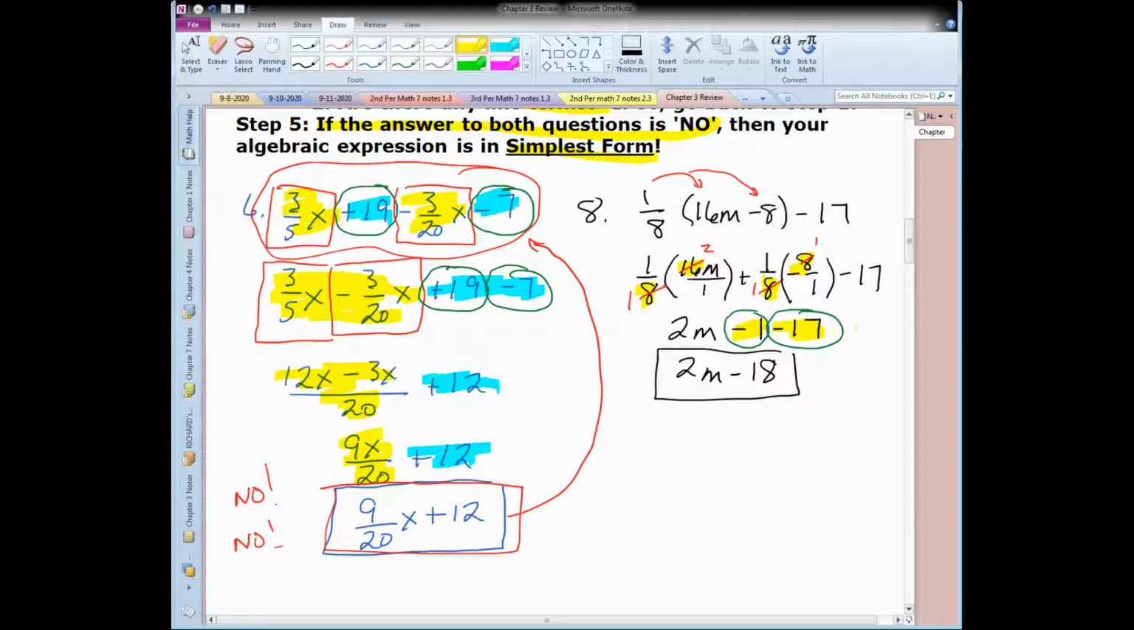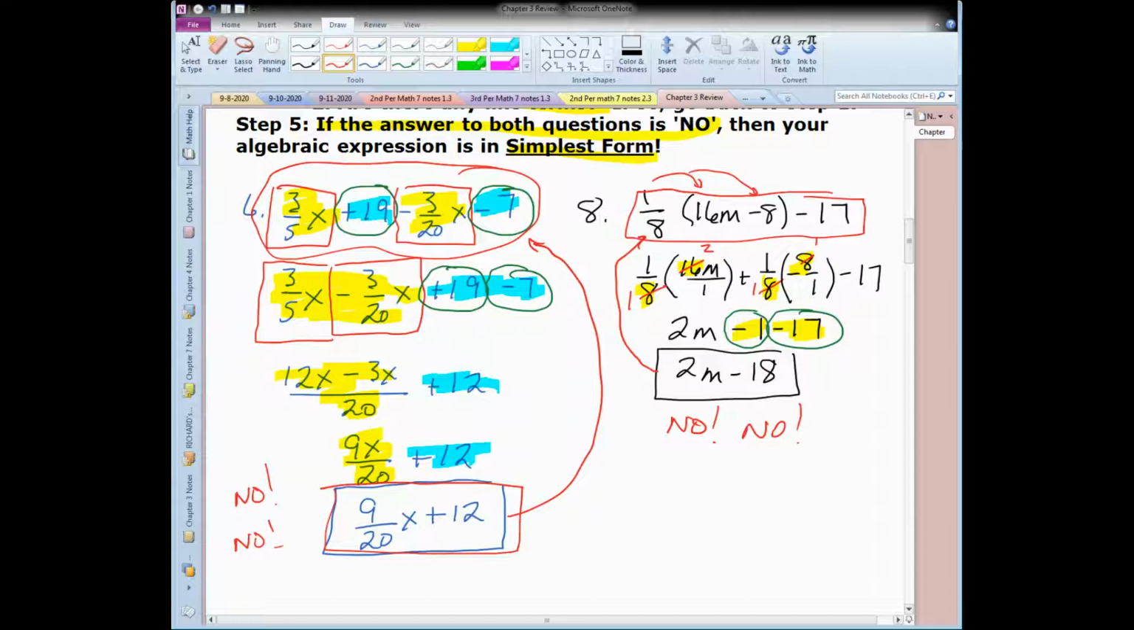I combined them, and are there parentheses? Are there like terms? No. So this was a no, no. Yes, this is in simplest form, and this expression equals the one that we started with.